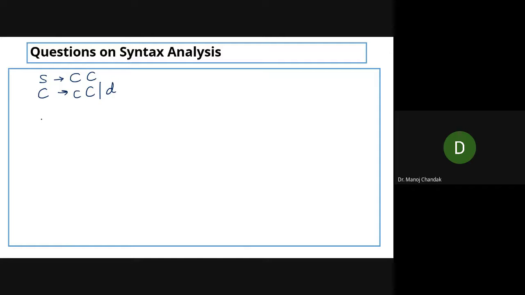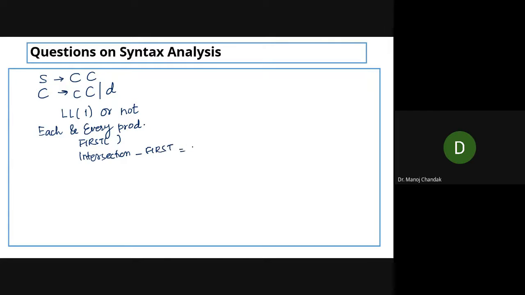So what you need to do here, if you want to prove that the given grammar is LL1 or not, is simply take each and every production rule, and for every production rule find the first, and check whether the intersection of the first information is equal to phi.